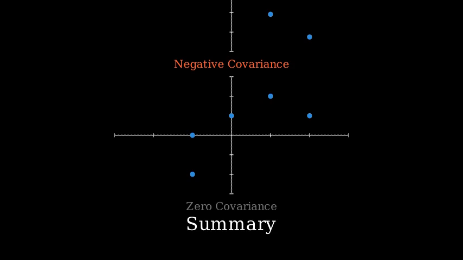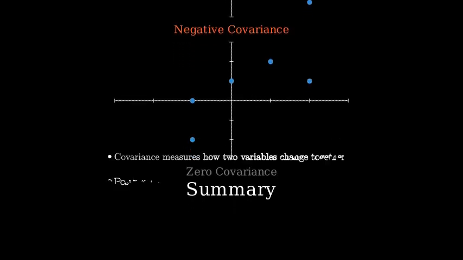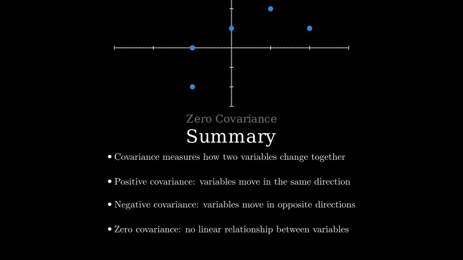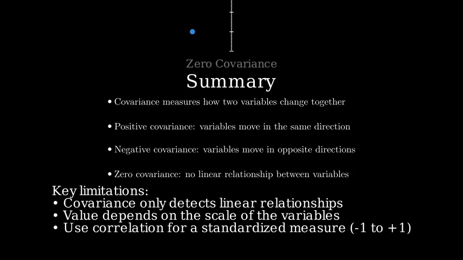To summarize, covariance is an important measure in statistics that helps us understand the relationship between two variables. A positive covariance indicates that two variables tend to increase or decrease together. A negative covariance indicates that when one variable increases, the other tends to decrease. And a covariance near 0 suggests no linear relationship. Remember that covariance only measures linear relationships and is affected by the scale of the variables. For a standardized measure, correlation is often preferred.